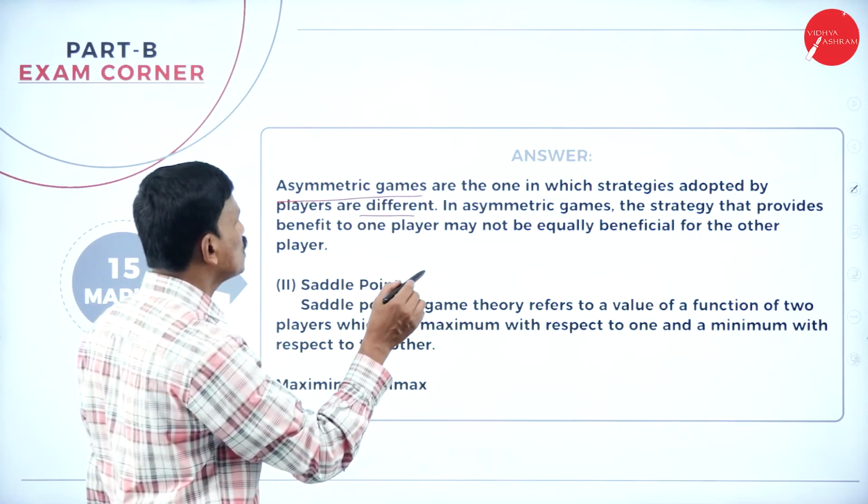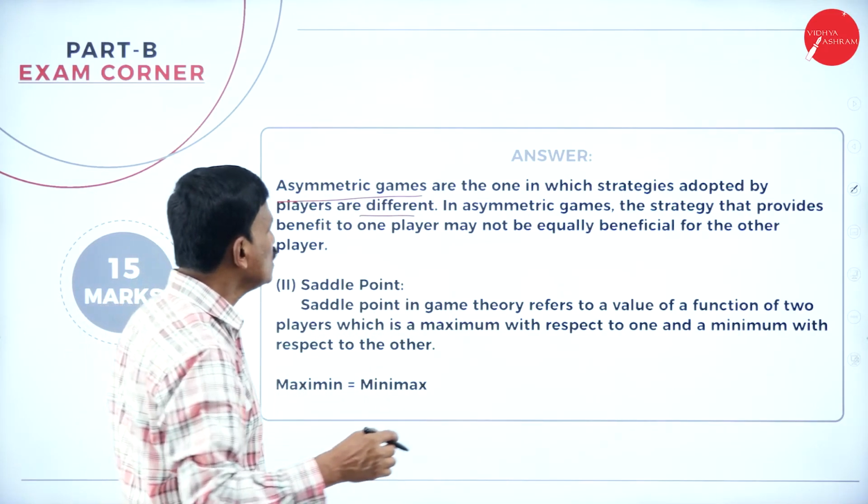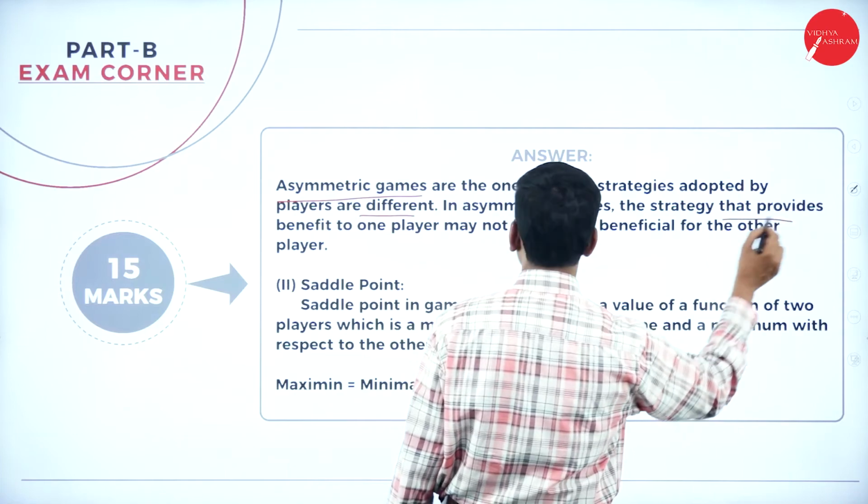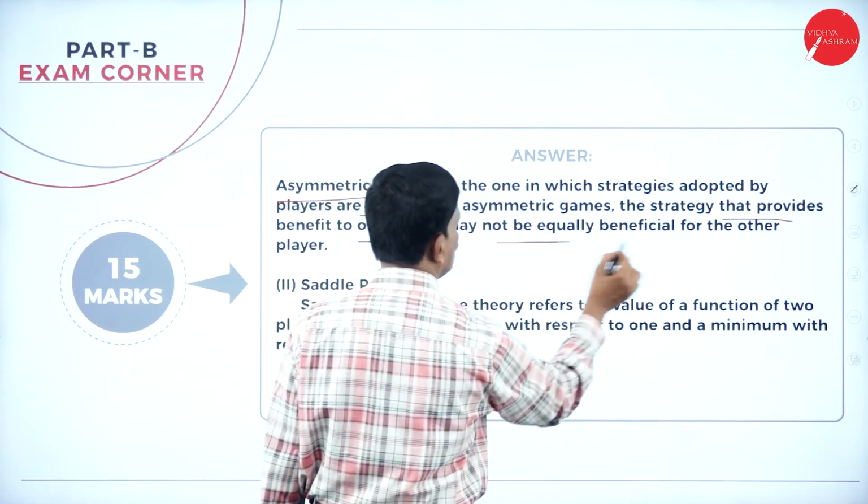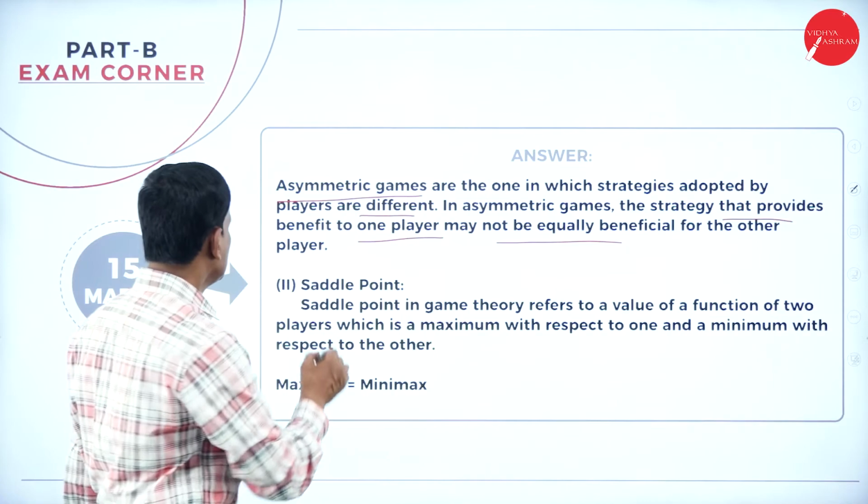The strategies adopted by the players are different. In asymmetric games, the strategies that provide benefit to one player may not equally benefit the other player.